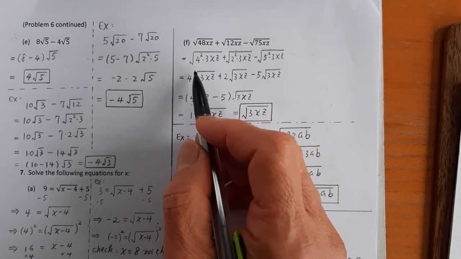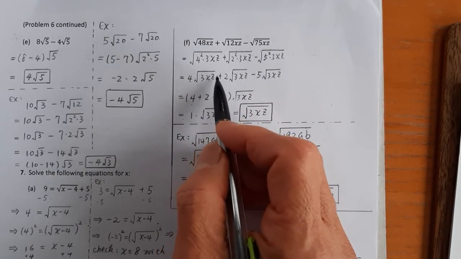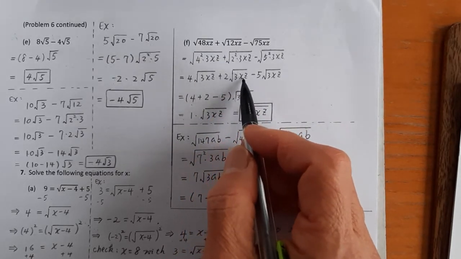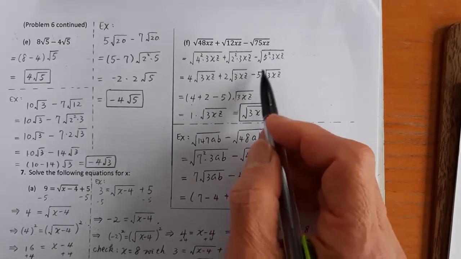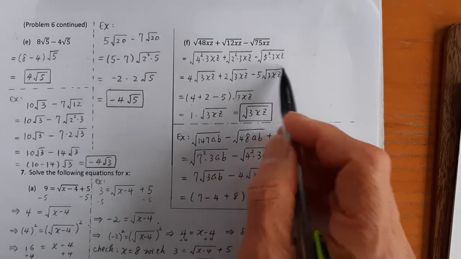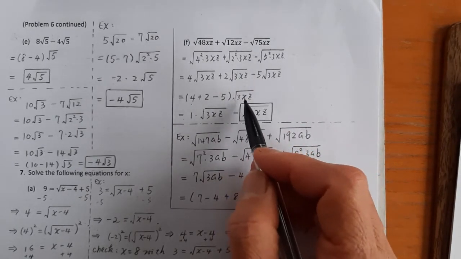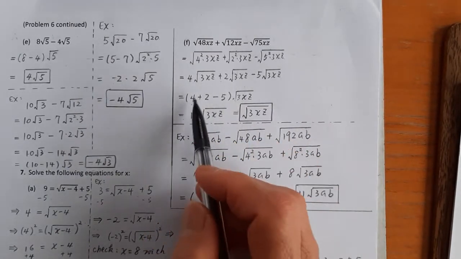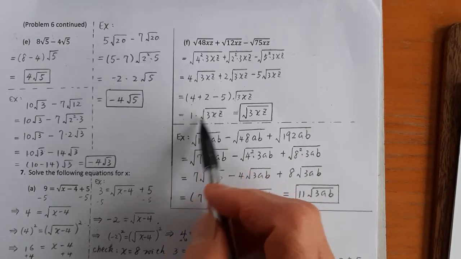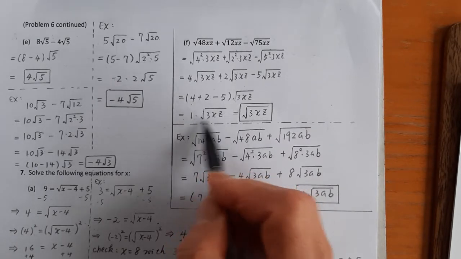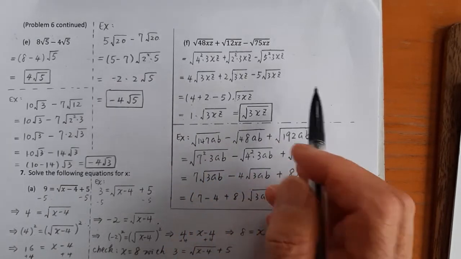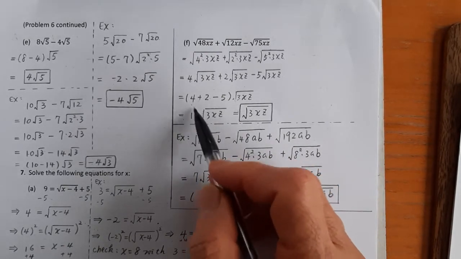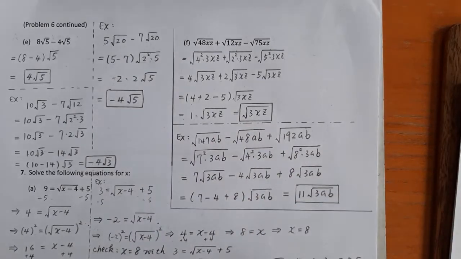Inside still radical 3xz, plus 2 square out is 2 square root 3xz, minus 5 times square root of 3xz. So common factor square root of 3xz factor out. So have 4 add 2 minus 5. 4 add 2 is 6 minus 5 is 1. And 1 times any number is still itself. So simplify. Do not put 1. That's the final answer.